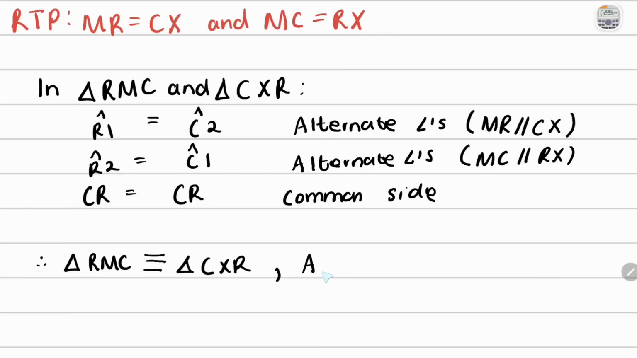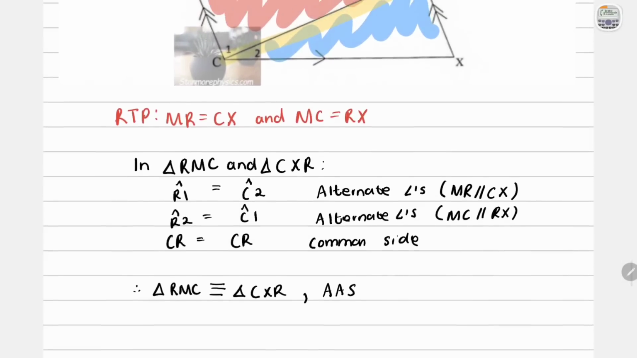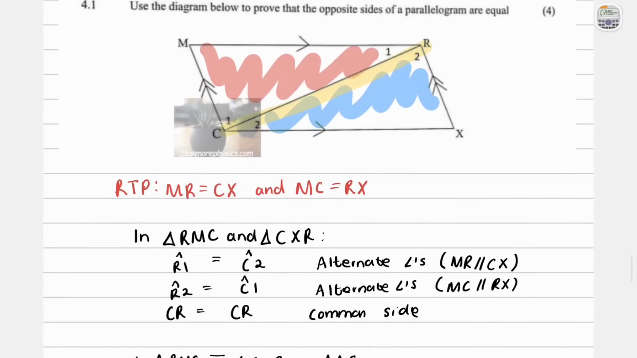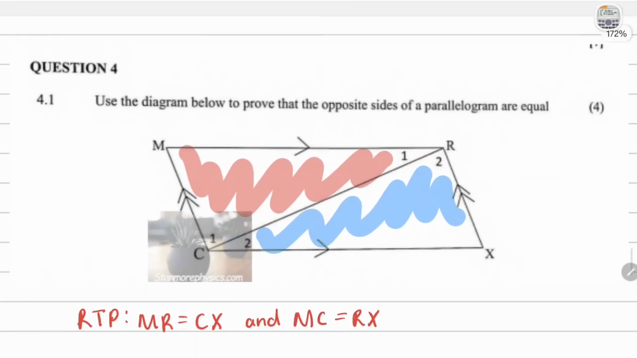Okay, so I'm going to say angle, angle, side, because that's the order in which I found it. Because they are congruent, it means all the other corresponding sides and angles of these two triangles are equal. So that would conclude that these two will be equal as well.